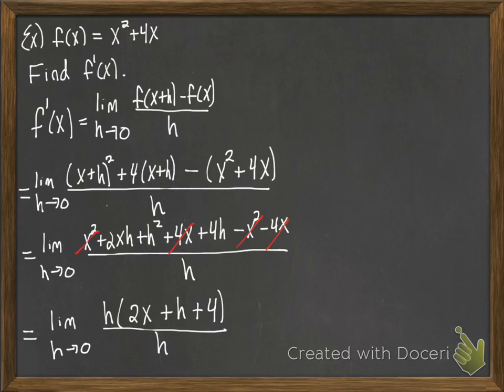And finally, now that 0 factor can go away as the h's cancel out. And now I have an expression that doesn't have that 0 over 0 issue, so I can allow h to take on the value of 0, and I get 2x plus 0 plus 4, which gives me my derivative as 2x plus 4.